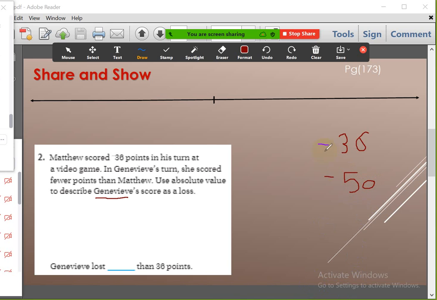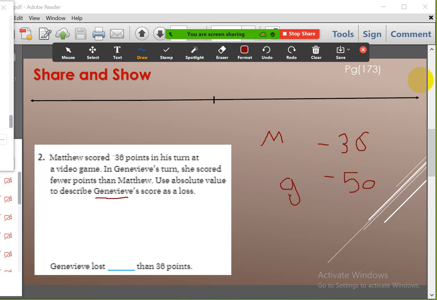Okay, so this is the score for Matthew, and this is for the girl. For Matthew, the score is negative 36, sorry. The girl lost points fewer than Matthew. That's mean her loss is more or less than Matthew's? Who will tell me? Her loss is more or less?